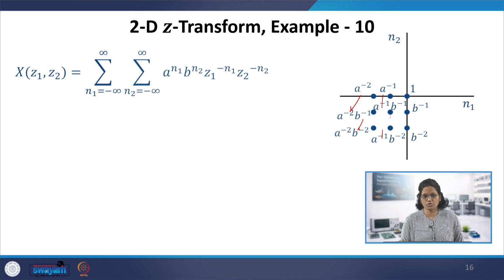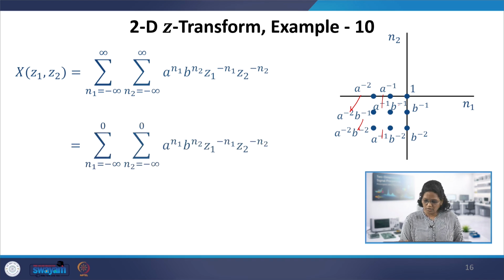So that is, which points are in the first quadrant, second quadrant, and so on. Here, after plotting this x of n1, n2, we could clearly see that the sequence is from minus infinity to 0 in both n1 and n2. So the summation now results in minus infinity to 0, minus infinity to 0. This needs to be changed to 0 to infinity to get the closed form solution.